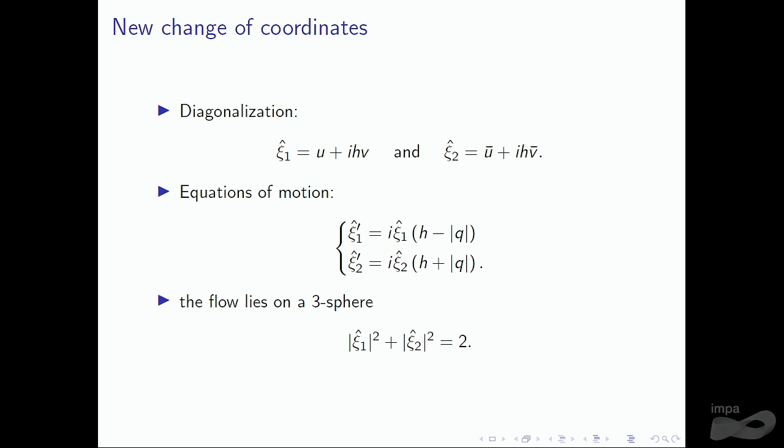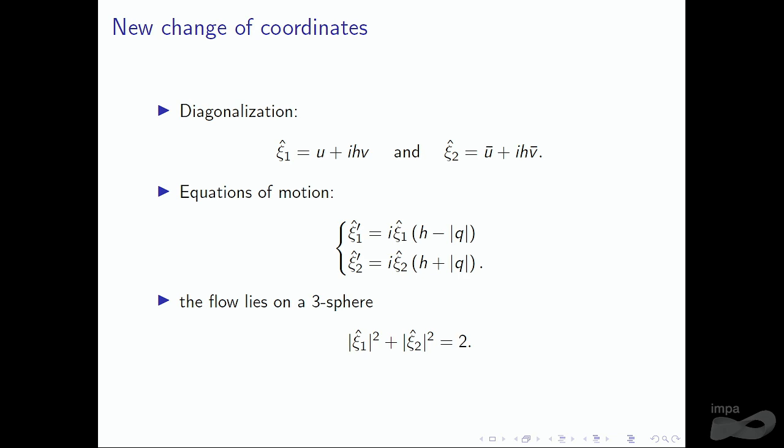So now we have, instead of a new Hamiltonian, which is not so important anymore, this flow here in these coordinates xi1 hat, xi2 hat. Okay? And so we have these two equations. So xi1 hat, you can see like a complex plane, xi2 hat, another complex plane. And what these equations are telling us is that the trajectories in both planes that we see are contained on circles.